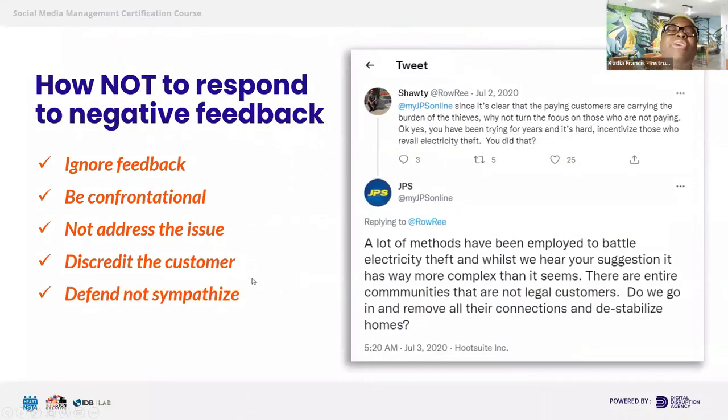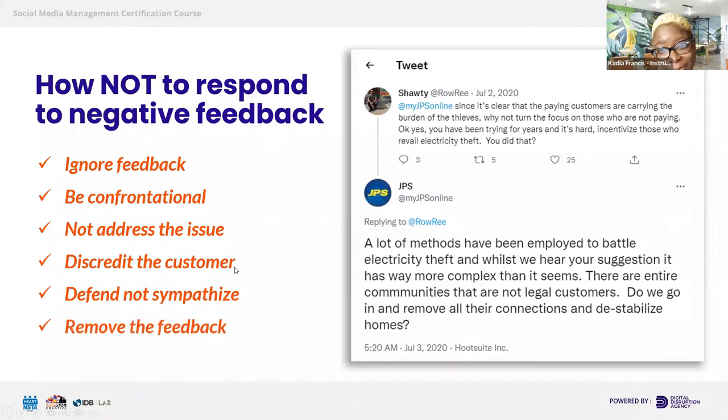What they did was defend, not sympathize. We are already struggling. Everybody knows that Jamaicans are struggling. And we have the highest electricity rate in the region, on this side of the world, right? JPS knows this. We know this. And the perception is they don't sympathize with us. Instead, they defend the reason why, at Christmas break, in a pandemic, they increased the bill. Yes, they went and they defended that.